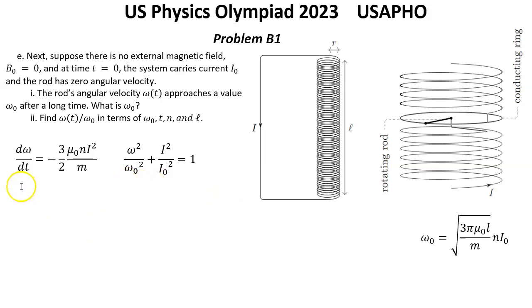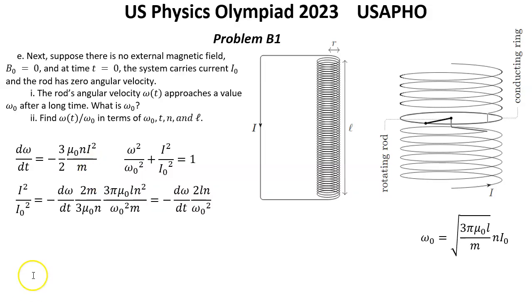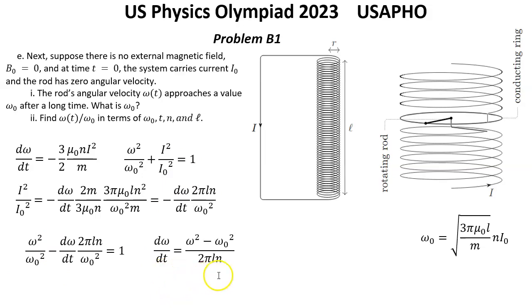Also, we found that delta omega over delta t equal this expression through I square. So now we can use I square over I 0 square in this form and put it to this expression, which will give us this one or this one. This is a typical differential equation.